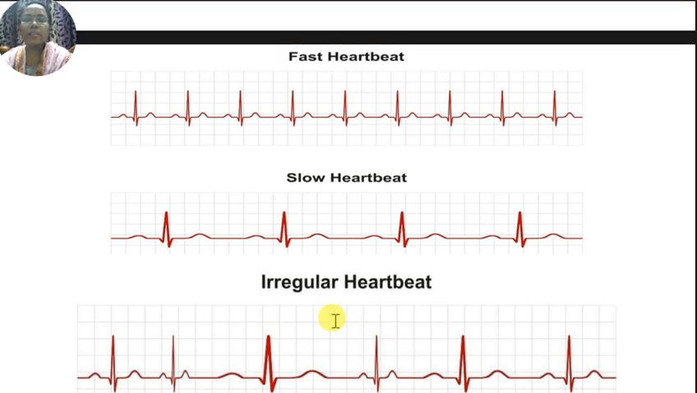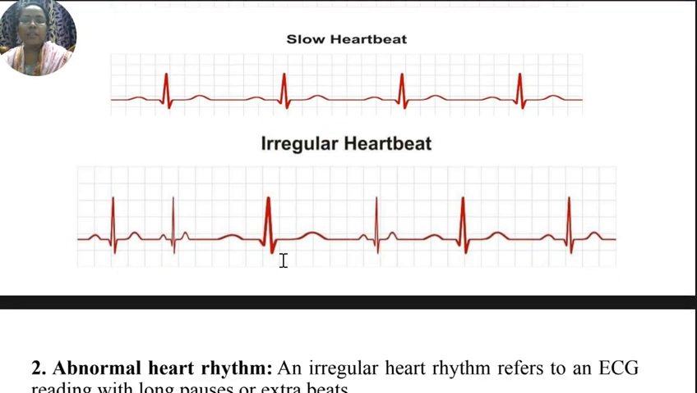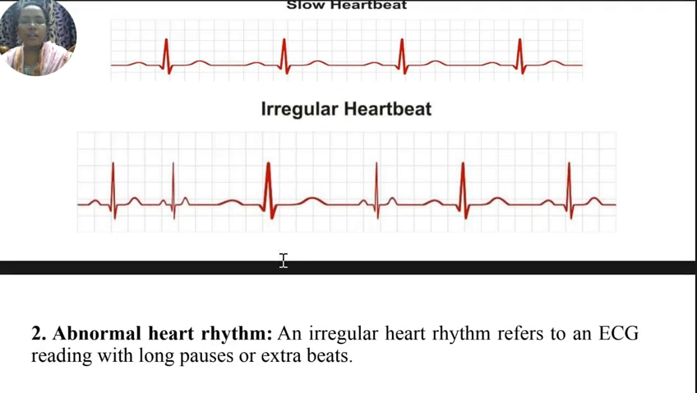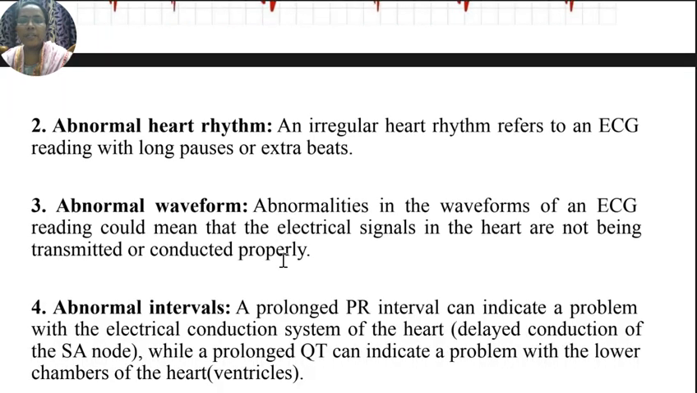So this shows like this. Faster heartbeat and slower heartbeat. It increases the cardiac cycle. It decreases the cardiac cycle. So this is called irregular heartbeat. Abnormal heart rhythm and abnormal waveform and abnormal intervals.